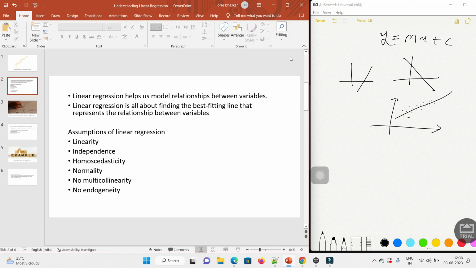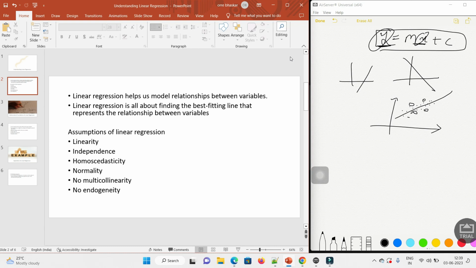These points are our data points. Now let's go to the assumptions of linear regression. First assumption, linearity. The relationship between independent variables or features and the dependent variable or target should be linear. That means y equal to mx plus c. This is what it signifies. The x is the independent variable, y is the dependent variable, and this relationship is linear.